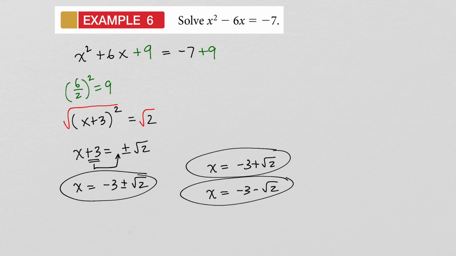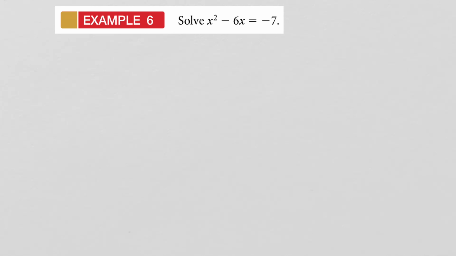But most people don't like completing the square, to be totally honest. And so another way to do this is we could simply use the quadratic formula. So if I want to use the quadratic formula, the first thing I'm going to do here is add 7 to both sides. And that's going to give us x squared minus 6x plus 7 is equal to 0. And then I can quickly and easily identify a, b, and c.